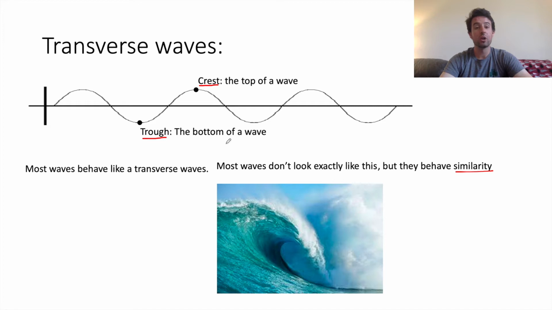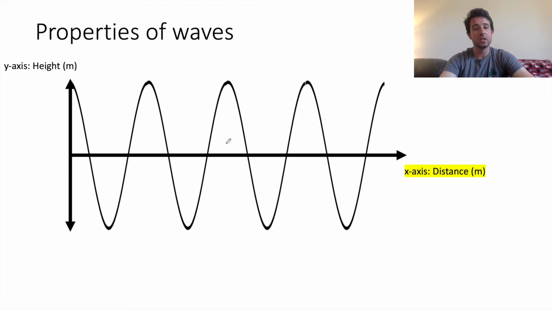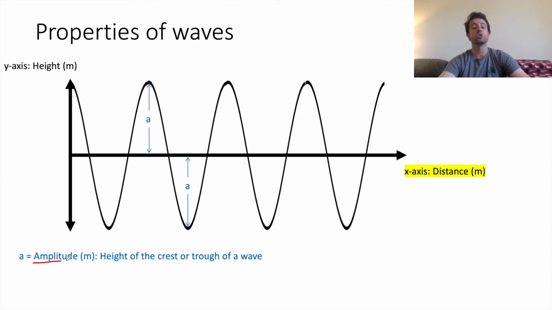We're also going to talk about a couple other parts of waves. So moving on here to the next slide, you'll see here's another wave. This looks just a little bit different, but you'll still notice that it's got peaks and valleys, which we're calling troughs and crests. First thing I wanted to show you, in blue here, is lowercase a. Lowercase a stands for amplitude. Amplitude is measured in meters. This is the height of a crest or a trough of a wave. So at its highest point and at its lowest point, what's the height of this wave?